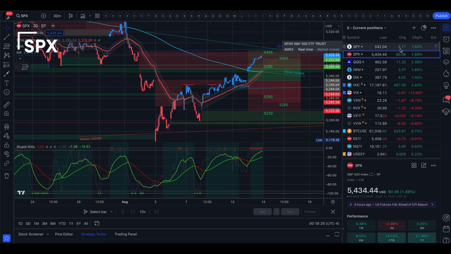SPX closed up 1.69%. VIX again down 12.6%. And we did not close within the implied move here.